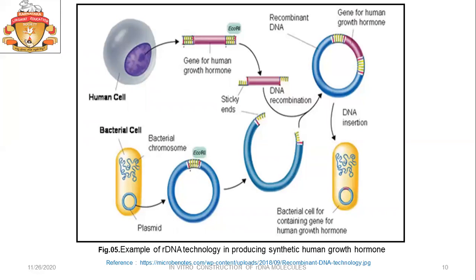That is, we are joining our gene of interest, that is gene for human growth hormone, and the plasmid. So after joining, we are making them undergo ligation by using the DNA ligase. And then this particular recombinant DNA is inserted into a bacterial cell, and we're going to get the product, that is human growth hormone.